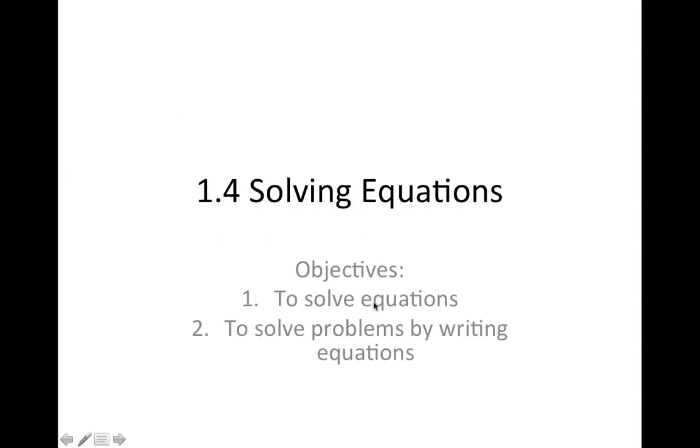We're moving right along. 1.4 is solving equations. We aren't moving too slow or too quick because we're just reviewing stuff you have learned in previous years. So, some objectives of today are to be able to solve equations. These are simple 1 to 2, maybe 3-step equations, and be able to solve problems by actually writing out the equation yourself.